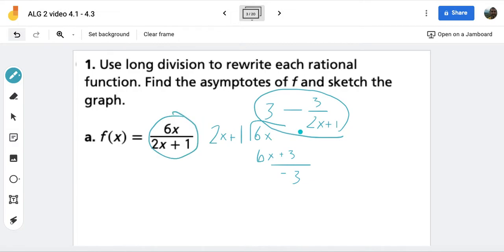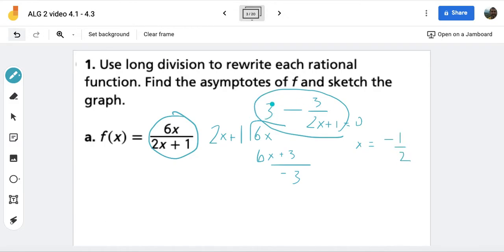And the reason to do that is that we have 2x plus 1, so that can equal 0. So that means the x asymptote is at negative a half, right? If I set the denominator equal to 0, x cannot equal negative a half, or x equals negative a half is the asymptote equation.